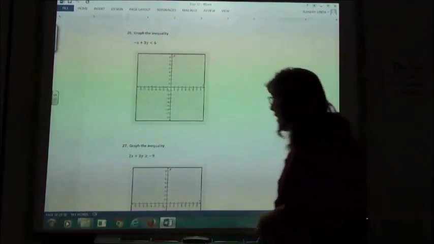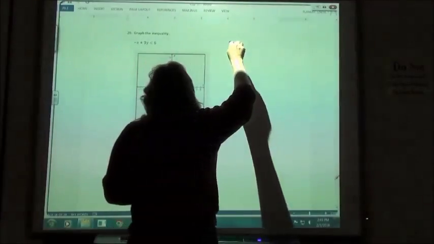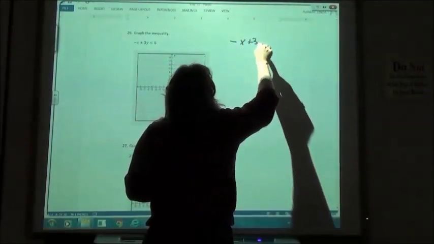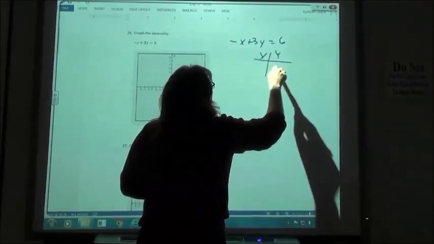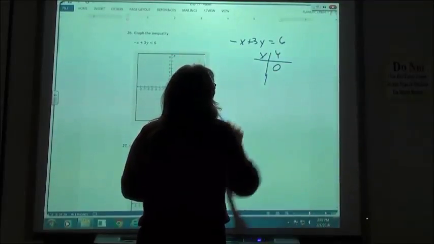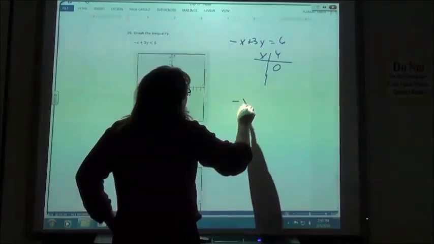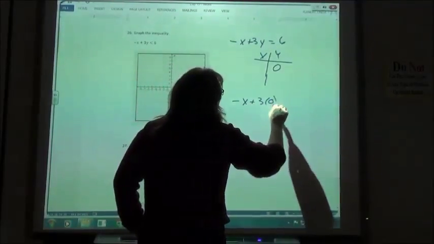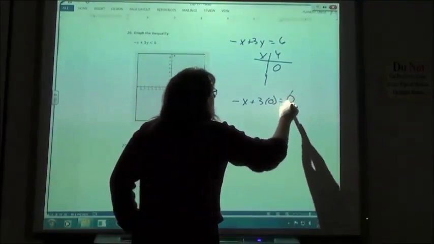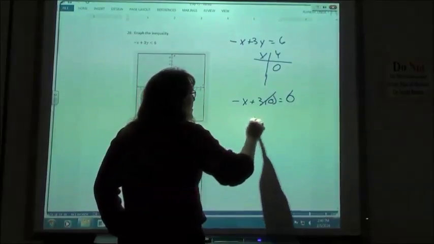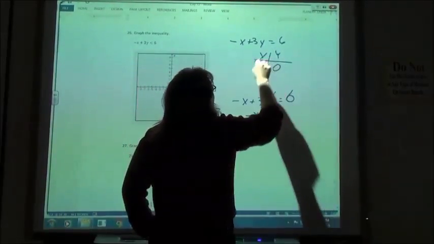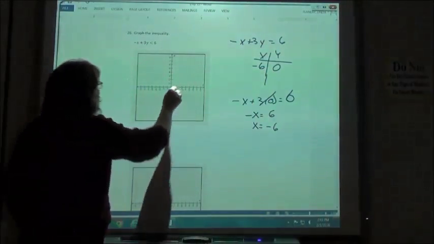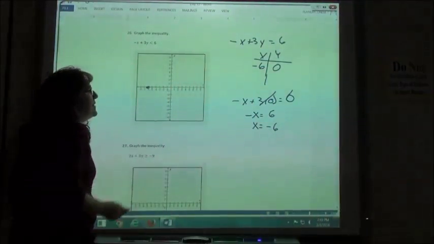Number 26 then. Again, pretending that's negative x plus 3y equals 6 and finding my x and y intercept. So putting 0 in for y first. Negative x plus 3 times 0 equals 6. This is 0. Negative x equals 6, so x is going to equal negative 6. My x-intercept is going to be negative 6.